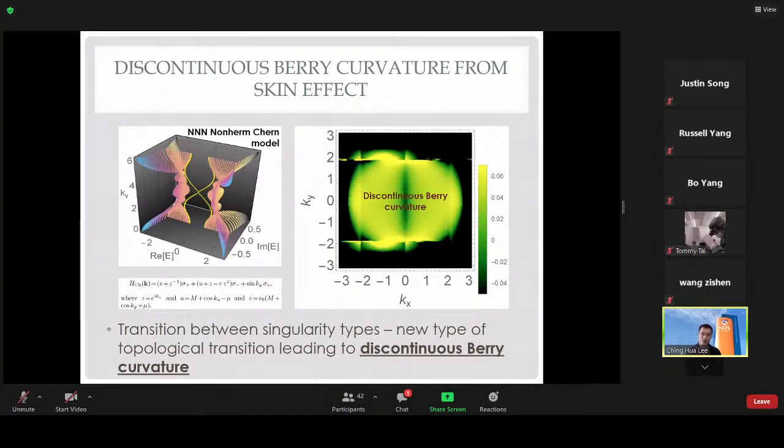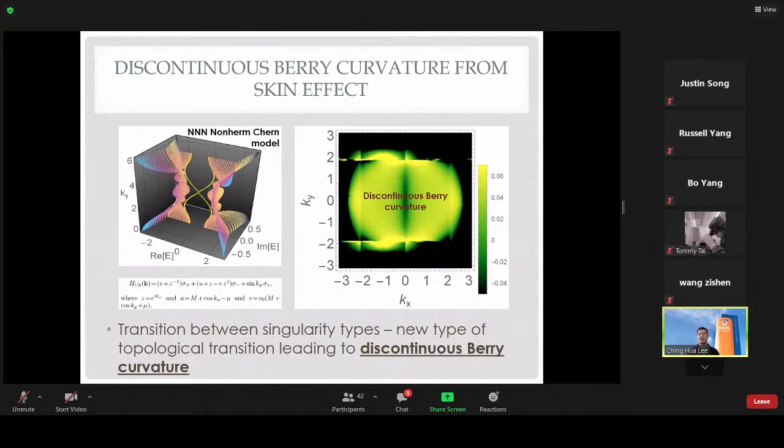Okay. So some people might be asking, so what's the point of studying these intricate and funny looking energy spectra? My answer to this is that when we have these branching singularities in the energy spectrum, we actually have a special type of phase transition. And these are actually gapless phase transitions. The reason is as follows.